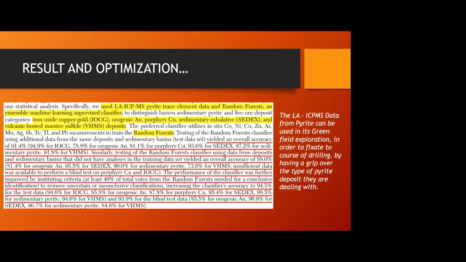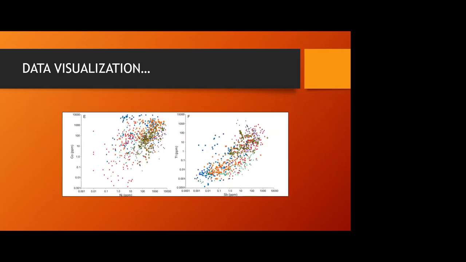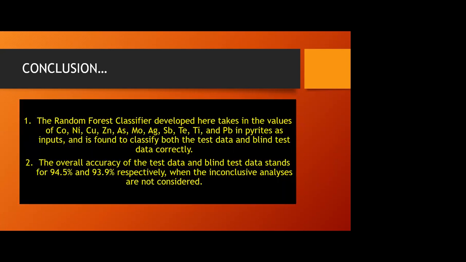so they tested the RFC, the random forest classifier, using data deposits, and the training data yielded a better accuracy. So you can see the changes in the picture. So overall, what was done, I think I'll go to the last part to show this. The overall accuracy of the test data and the blind test data were 94.5% and 93.9% respectively. And this was achieved from 91 when they kicked away the inconclusive analyses from their data set.